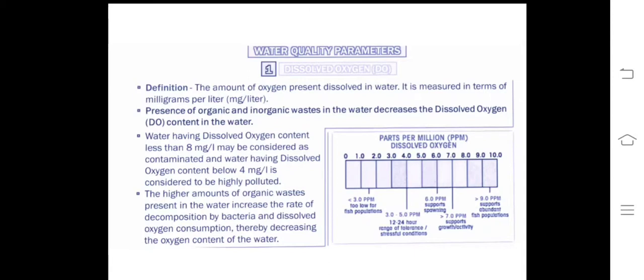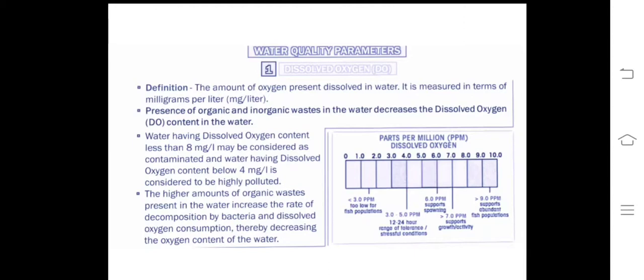modules, and in this module we are about to read about the parameters which are very essential to talk about water quality. So in this you have the first parameter, that is dissolved oxygen. Because if you have a larger amount of dissolved oxygen in water, that means it supports a lot of marine organisms. Yes, you see. Definition: the amount of oxygen dissolved in water, it is measured in terms of milligram per liter. So simple, because dissolved oxygen means whatever oxygen is present in the water body.